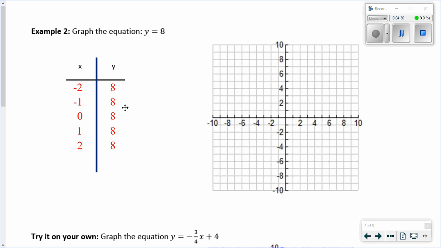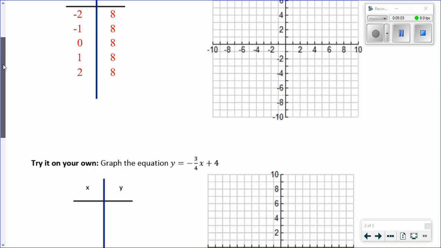So I'm going to go ahead and plot these points. So -2, 8 up here. -1, 8 right here. 0, 8 right here. 1, 8 right here. 2, 8. They're all right there. So they actually all create a horizontal line. All right, just go ahead and draw that line.